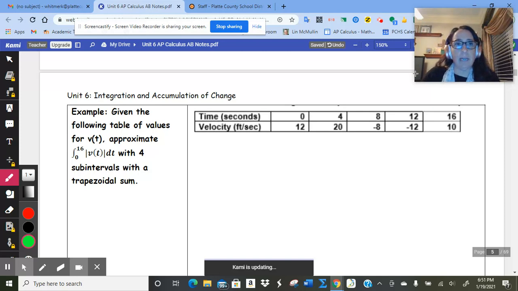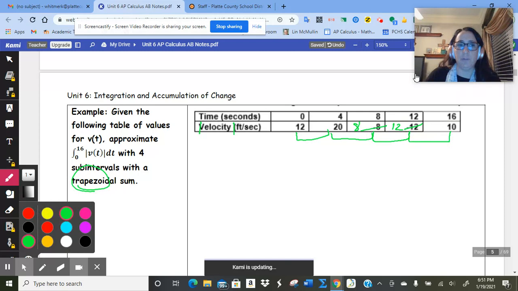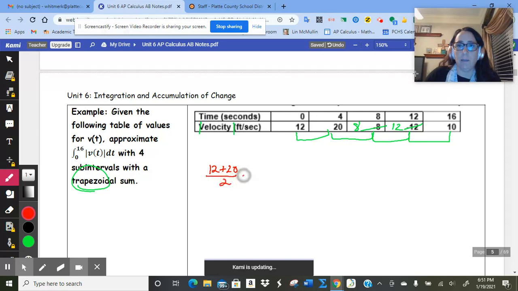Okay, so let's look at the next one. This one again wants the absolute value of velocity, so I'm going to look through and make absolute value wherever I need. This one wants a 4 subinterval: 1, 2, 3, 4. And now I'm going to do a trapezoidal. So in trapezoidal, I'm going to average the 2 bases, multiply by the height. Sorry.